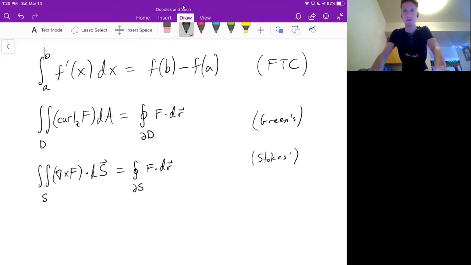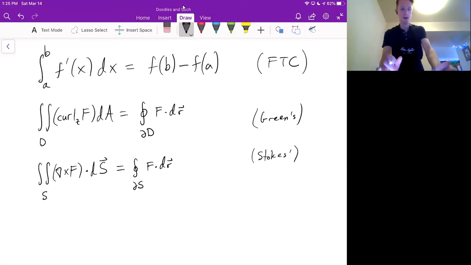In fact, Green's theorem is just a special case of Stokes' theorem in the situation where the surface S we're considering lies on a plane. So we'll talk about that when we do the geometric intuition.